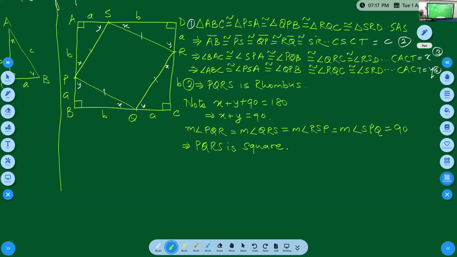Correct. So it is a simple application of the SAS test of congruence. We could arrive at a conclusion that ABCD was a square. Now PQRS is also a square. So we are measuring the same quantity in two different ways.